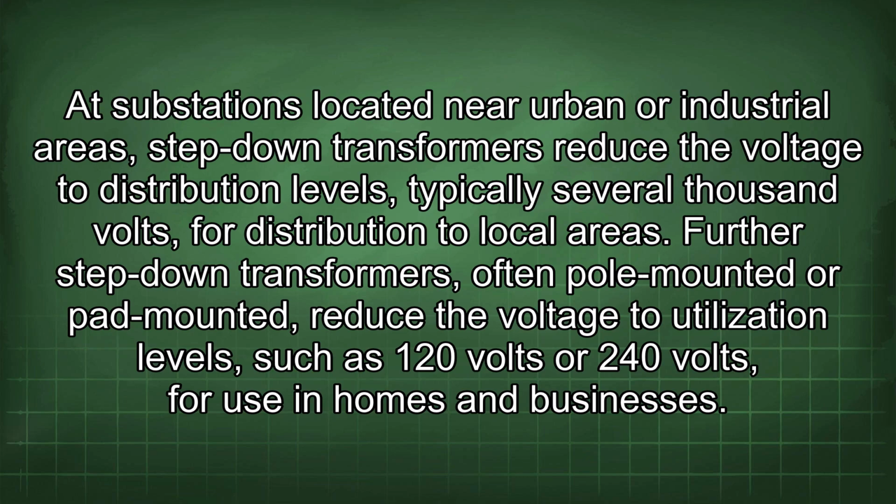At substations located near urban or industrial areas, step-down transformers reduce the voltage to distribution levels, typically several thousand volts, for distribution to local areas. Further, step-down transformers, often pole-mounted or pipe-mounted, reduce the voltage to utilization levels such as 120 volts or 240 volts for use in homes and businesses.